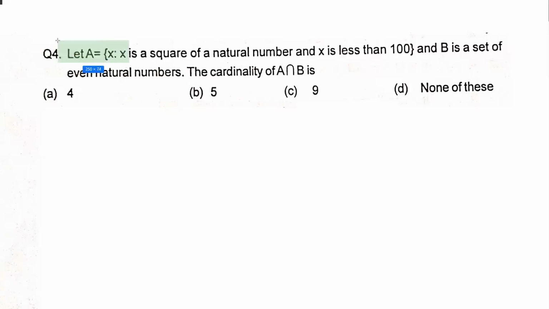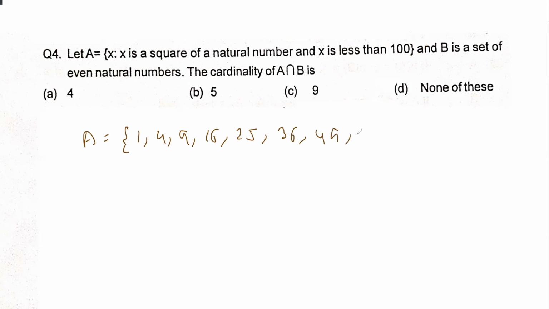In the fourth question, it says set A is equal to x such that x is a square of a natural number and x is less than 100. So let's find out the set A in this case. Clearly set A comprises squares of natural numbers. So 1 square is 1, 2 square is 4, 3 square is 9, 4 square 16, 5 square 25, 6 square 36, 7 square 49. Keeping in mind it has to be less than 100, 8 square is 64 and 9 square is 81. We cannot take 10 square, because it has to be less than 100.